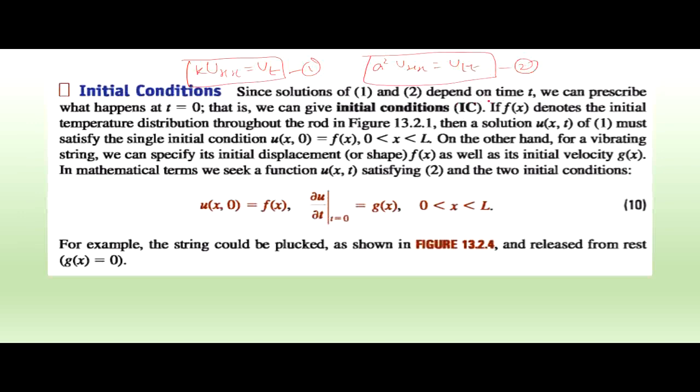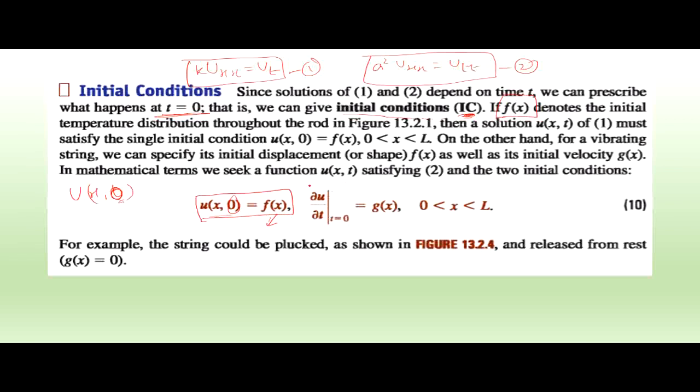Throughout this topic, we can prescribe what happens at time t is 0. We can give initial conditions. If f of x denotes the initial temperature, you put t is 0 in u. u is the temperature, isn't it, at any point x and at any time t. When you call it initial temperature, t will be 0. So u of x comma 0 is f of x. If you get in the problem any function which represents initial temperature, then it should be denoted as u of x comma 0 equals f of x.